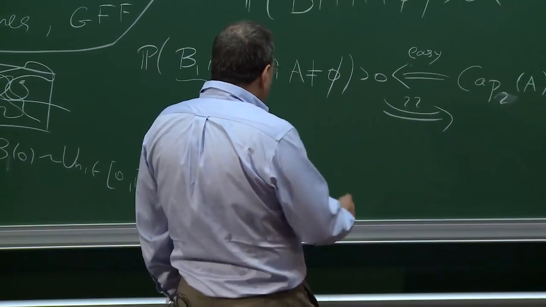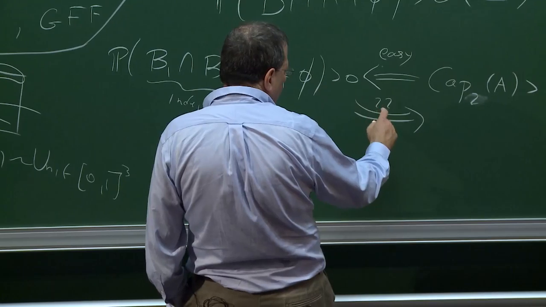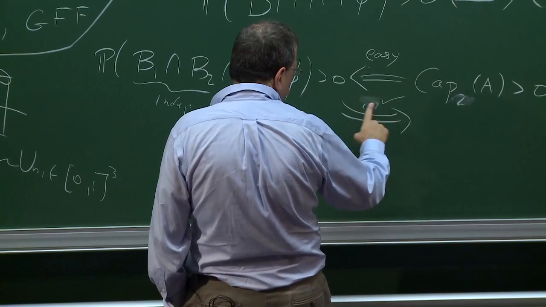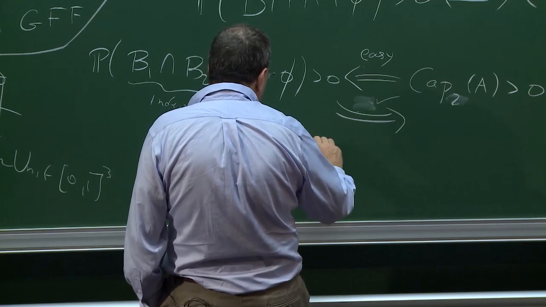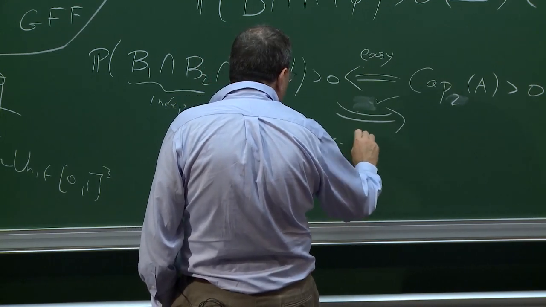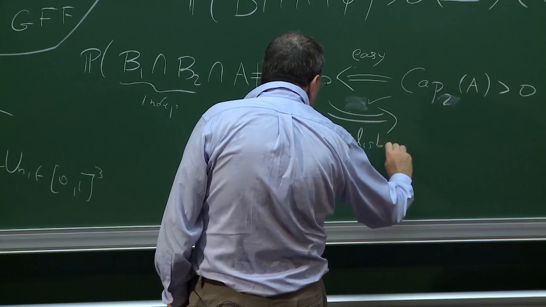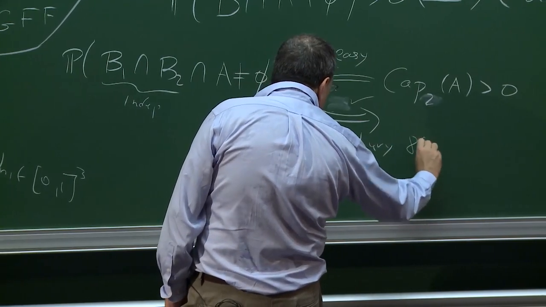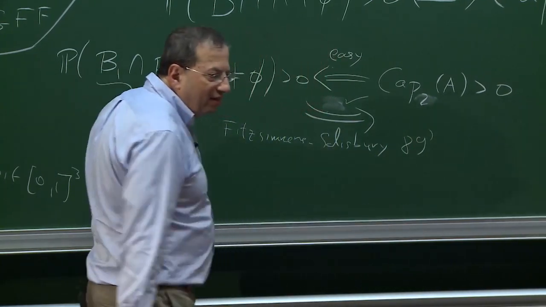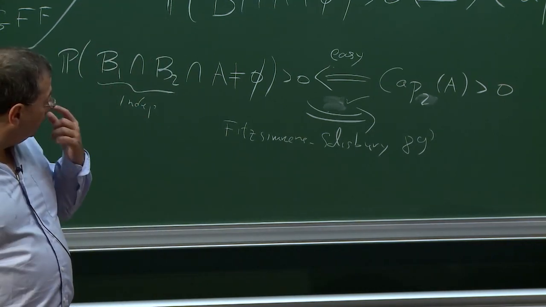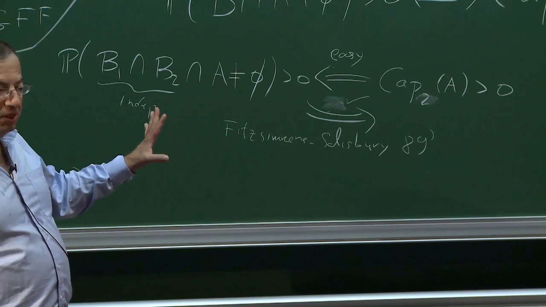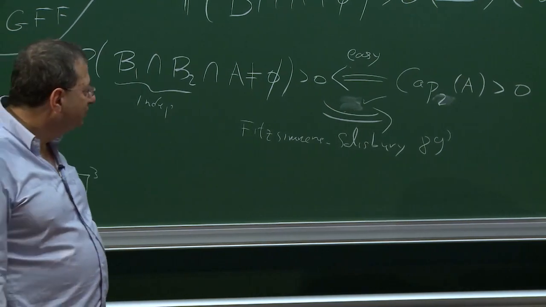And the first solution was actually obtained. So this is true, but not easy. The first solution was obtained by Fitzsimmons and Salisbury, '89, published in the Annales de l'Institut Henri Poincaré. Very impressive solution using very nice but quite fancy potential theory.